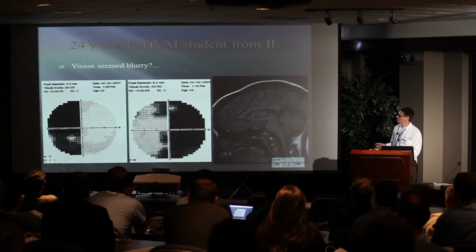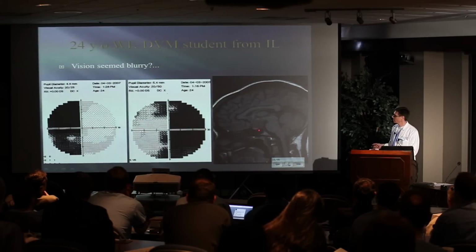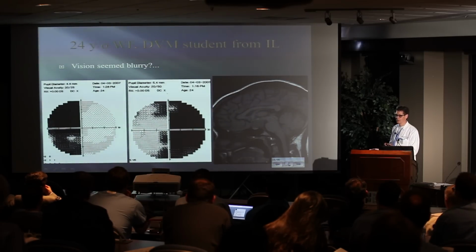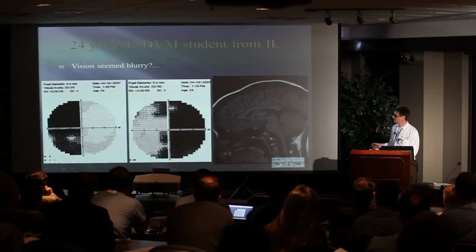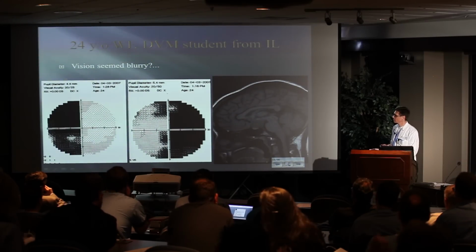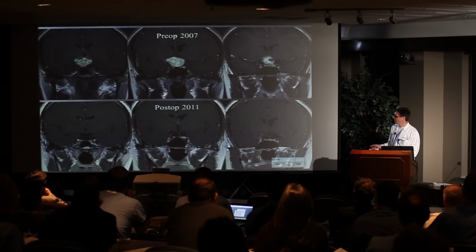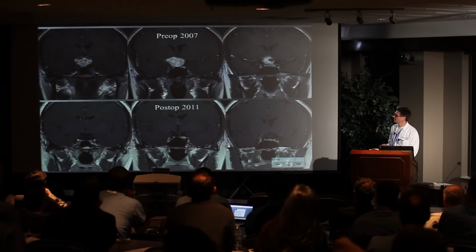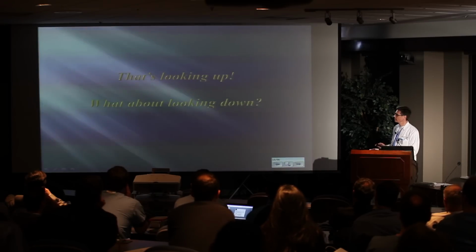There's just another case, a young woman who's in veterinarian school. And you can see, interestingly, she has quite a shallow sella, right? So you get a very good look, looking up through an orbitozygomatic, coming this direction, and as well just working along the floor. And this is her follow-up. And once again, you can see her pituitary stalk is intact. So that's looking up. What about looking down?